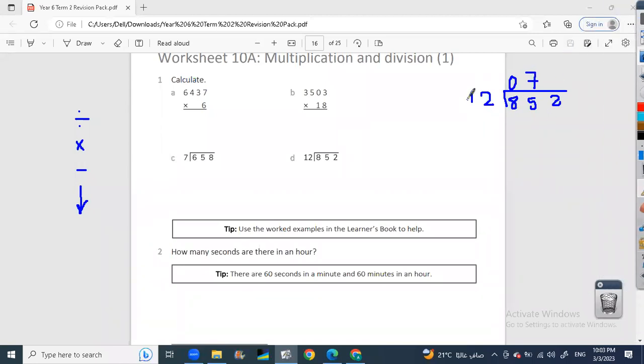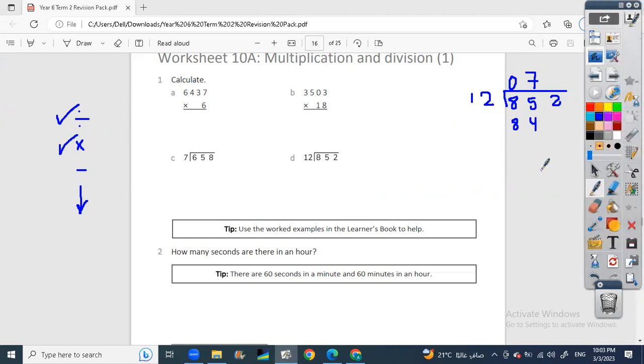So here, we found that there are 7 12s in 85 because we know that 7 times 12 is 84. I'm done with division. There are 7 12s in 85 and I wrote the answer of the division up. Next, multiplication. 7 times 12 is 84. And now I'm done with multiplication.